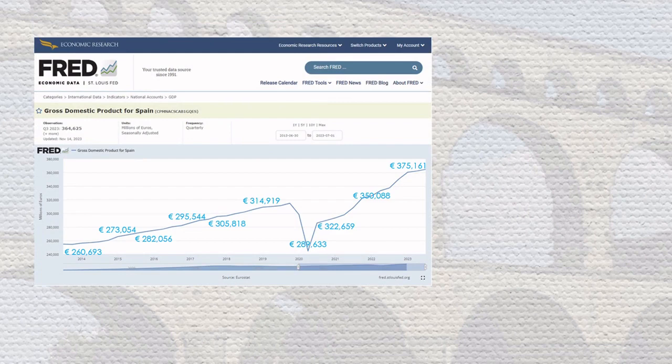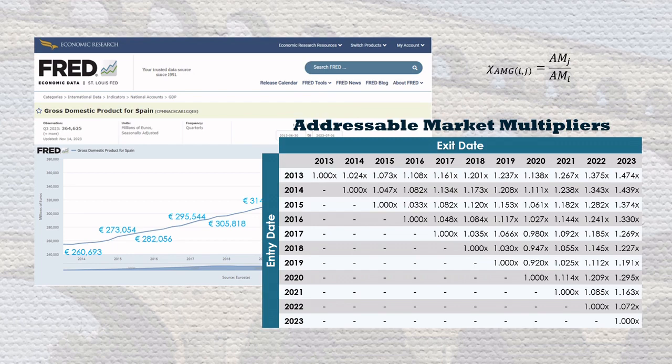You should know the metrics that are most relevant for your industries, and there are countless available options provided by economists and industry research firms. The addressable market growth multiplier is the addressable market at time 2 divided by the value at time 1, so we can create an addressable market growth return matrix like this.